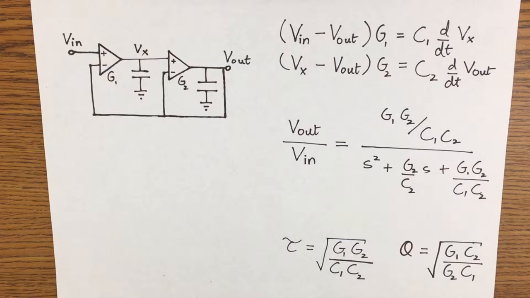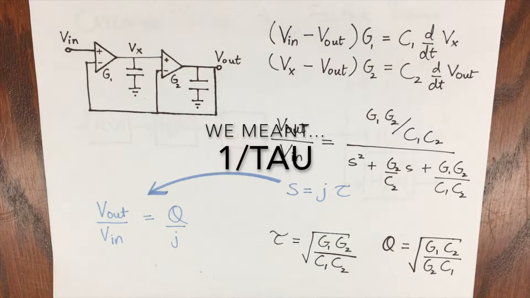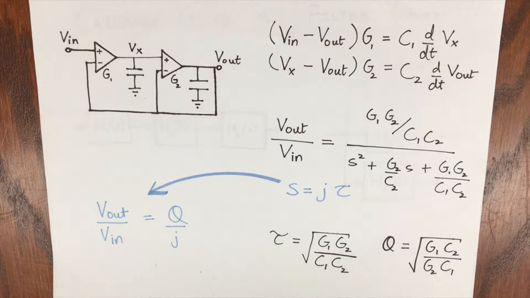And from this general equation of the second order bandpass filter, we can get the parameters tau and Q, which describe the circuit. Here we look at the special case where the frequency of the input signal is tau. So we plug that into the transfer function and we get a gain of Q and the phase of minus pi over 2 from the 1 over j that comes out of the transfer function.